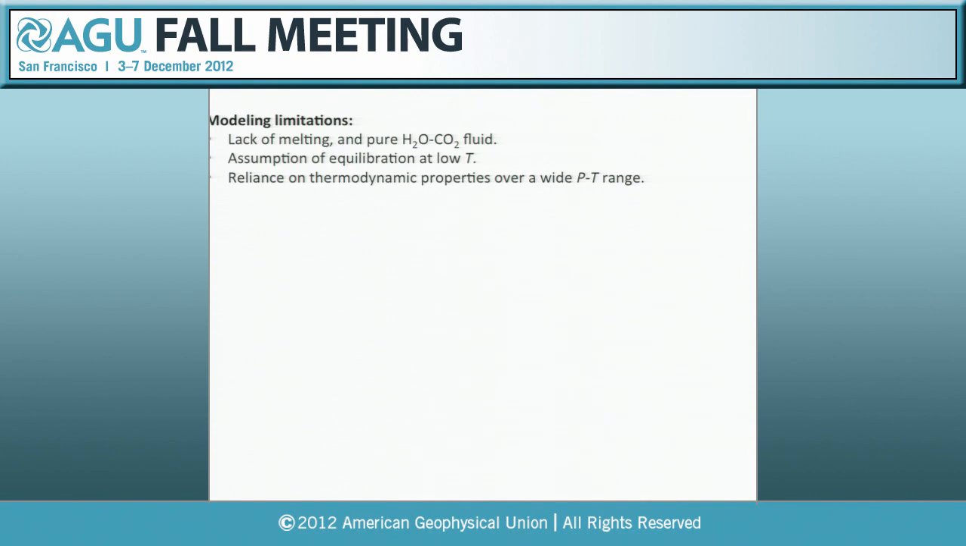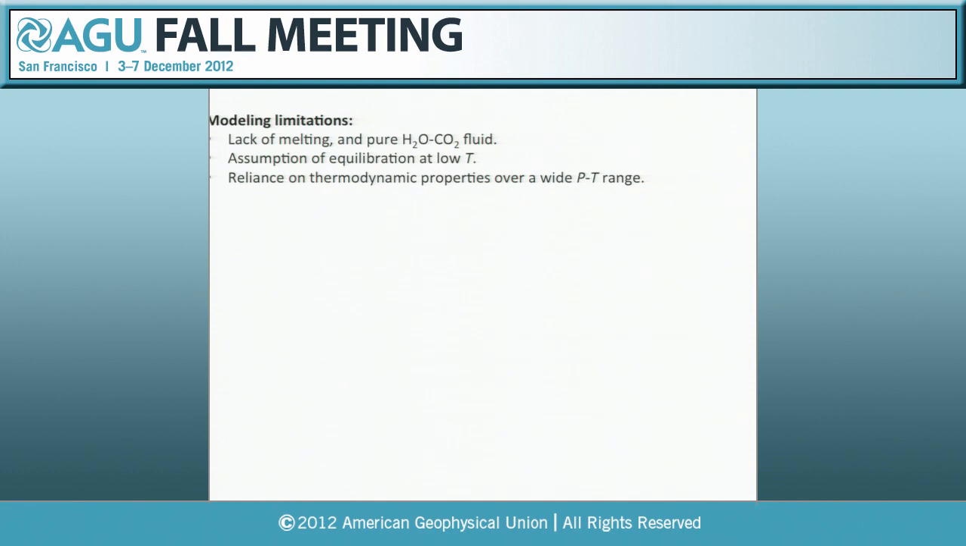Of course, we're aware there are limitations to the modelling here. Some of the limitations would be there's a lack of melting, and so for the very high pressure, high temperature path, this could be important. And we're using a pure water-CO2 binary fluid, and certainly at high pressures and high temperatures, this could be a problem. We're assuming equilibration of the assemblage at low temperature and no overstepping of reactions. At very low temperature, this could be a problem. And of course, we're reliant on thermodynamic properties over a very large pressure and temperature range.